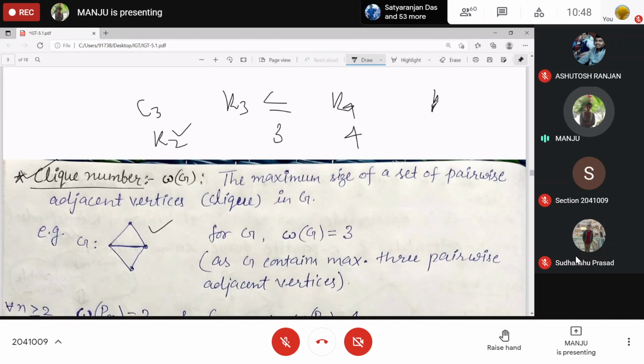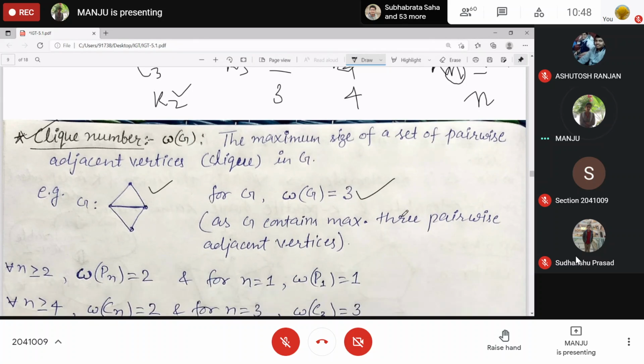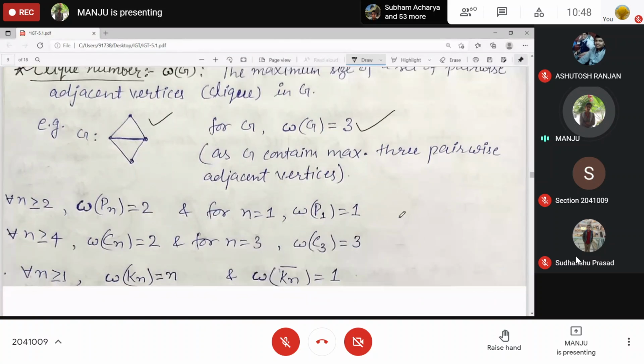So in general, if Kn is the subgraph of that graph and not Kn plus 1, you cannot find any Kn plus 1, then maximum how many pairwise adjacent vertices? N. Okay? So always look for Kn type structure. So in this one, K3 exists, C3 exists, not K4. So omega will be 3. Understood? In general, Pn, Cn, Kn.